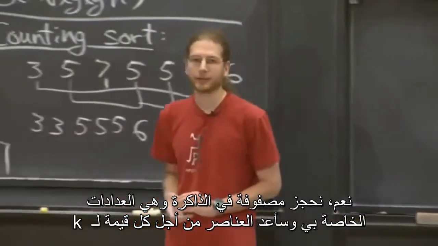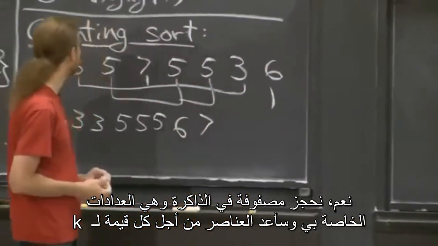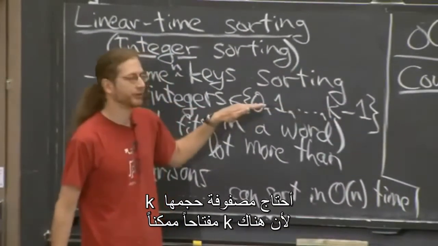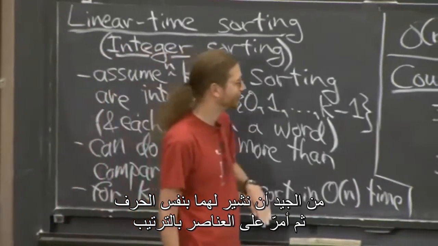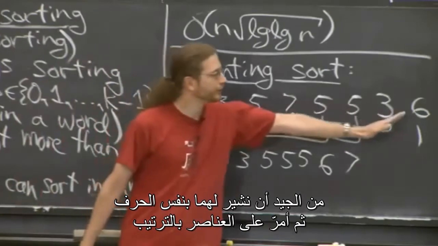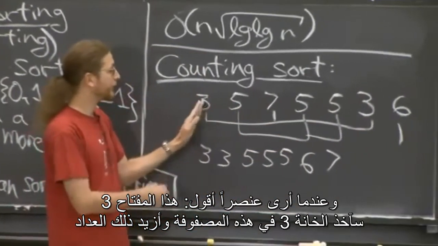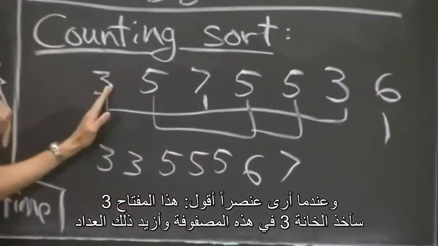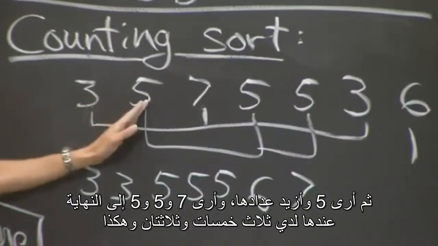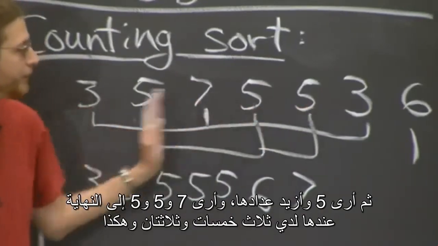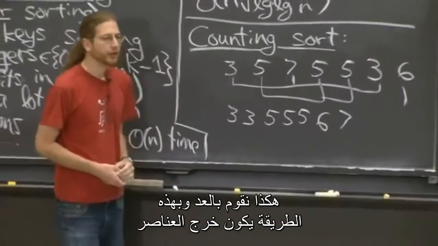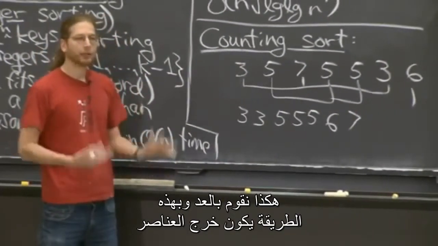Yeah, allocate an array of memory, which is my counters. I'm going to count each k. I need an array of size k because there are k possible keys. Convenient those two terms start with the same letter. And then I'm going to run through the items in order. When I see an item, I say, OK, that's key 3. I will look at index 3 of this array, increment that counter. Then I see 5, increment that counter. I see 7, I see 5, I see 5. And by the end, I'll know that there are 3 5s and 2 3s and so on. That's how I count. And then how do I output the items?